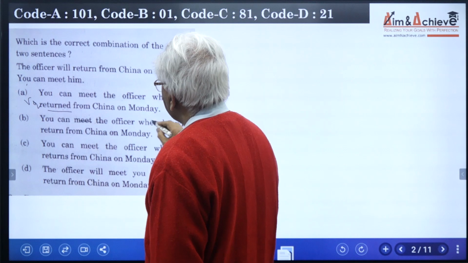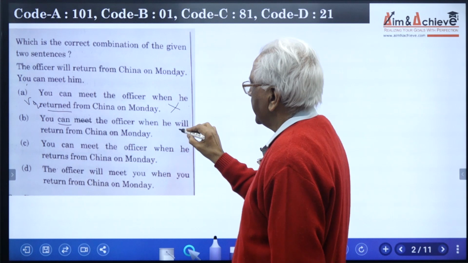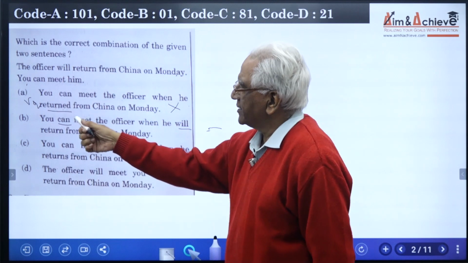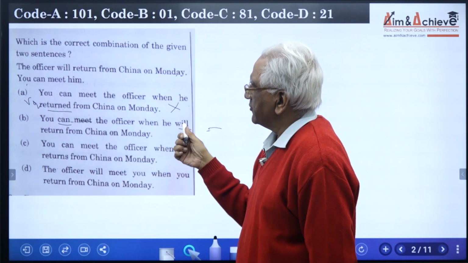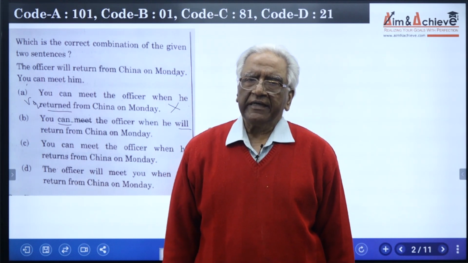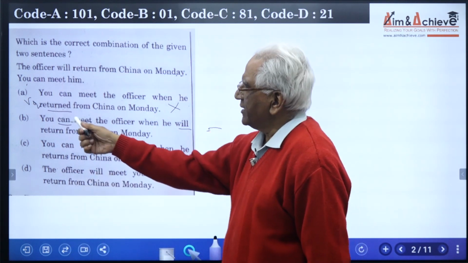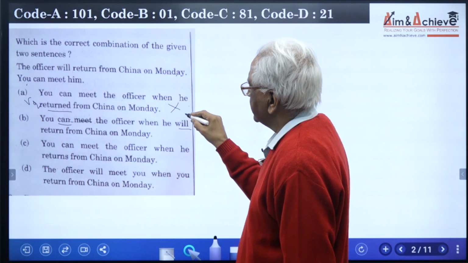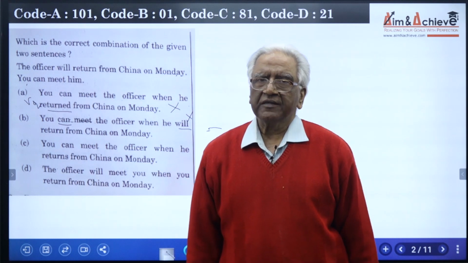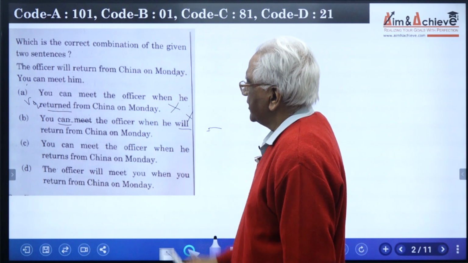You can meet the officer when he will return. Here we need to note the use of can and will. In English, whenever we have a main clause and a subordinate clause, the subordinate clause does not use a modal. As a general rule, try to avoid using two modals in one sentence. Here we have used can and here you have used will. That means this is wrong. Whenever we write such a sentence, the dependent clause is written in simple present. So the use of will is incorrect.